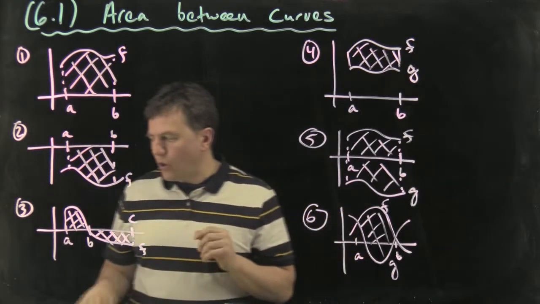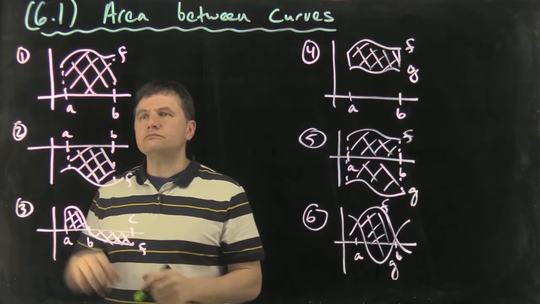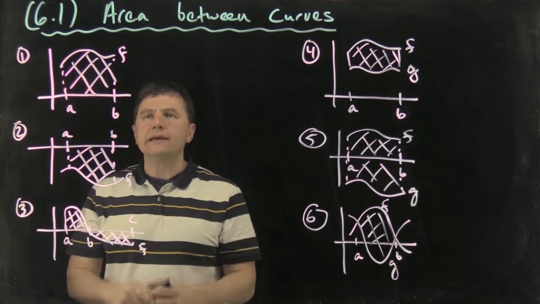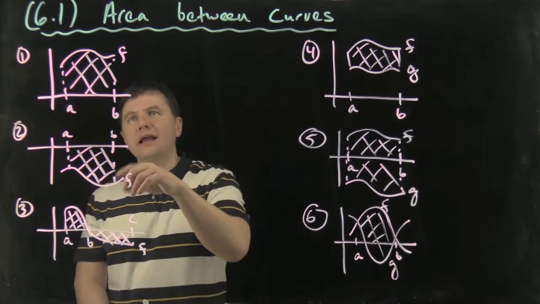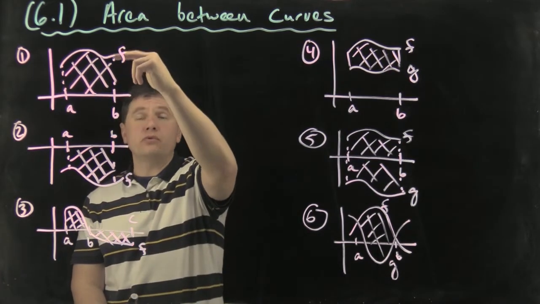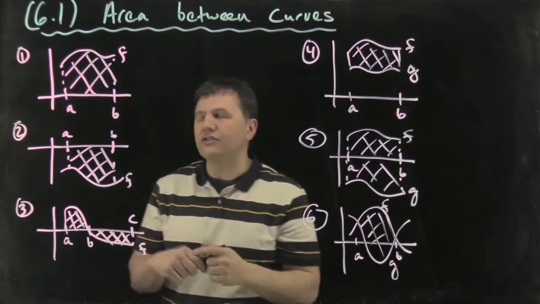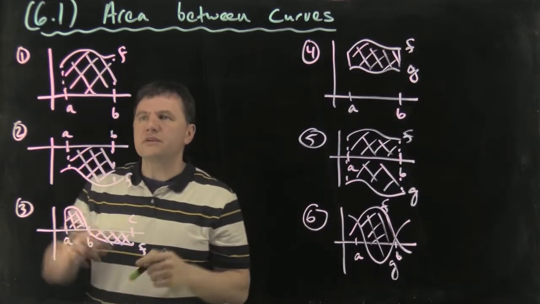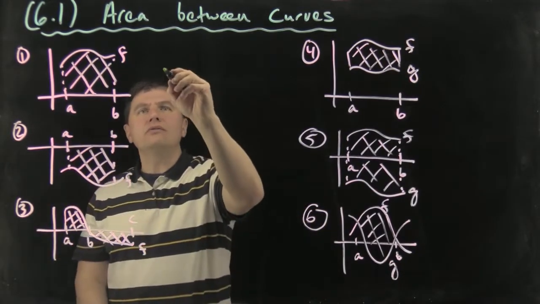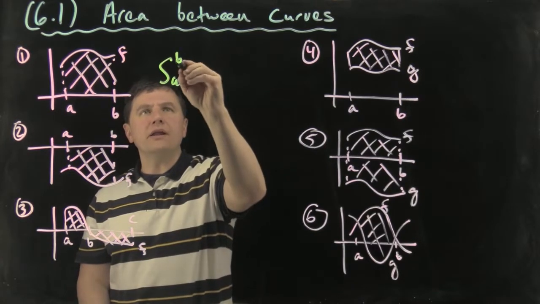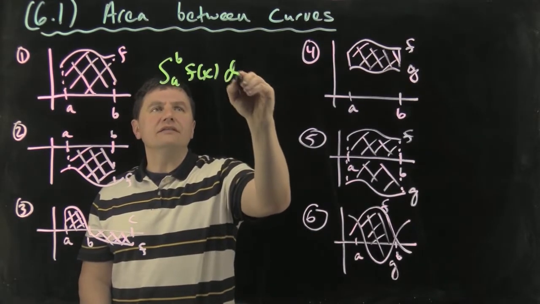Okay, so this is kind of the standard thing. How do I do the area under a curve, or between a curve and the x-axis, I should say more specifically, from A to B? Well, that's simple. We're just integrating from A to B, f of x dx.